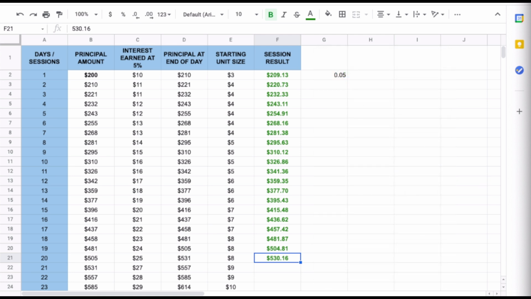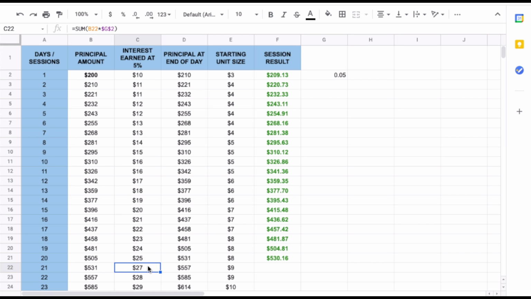Now let's go back to our compound interest spreadsheet. I am playing session number 21. Our unit size will increase to $9. And we are looking for a balance of $557, which means we have to make around $27 for session number 21.